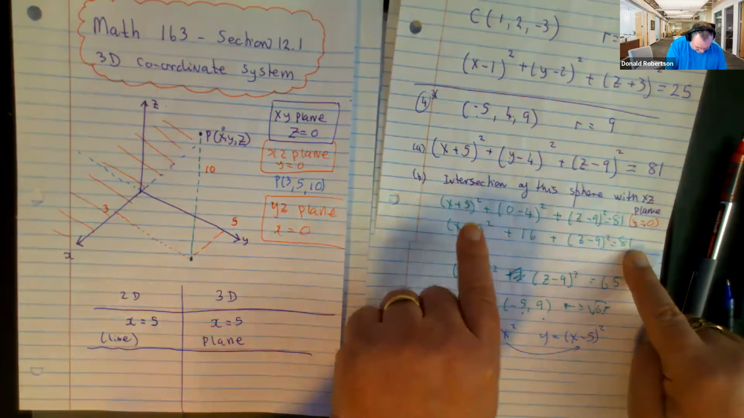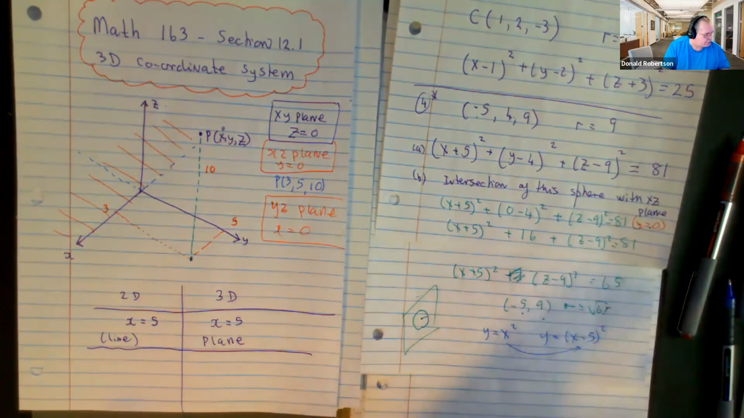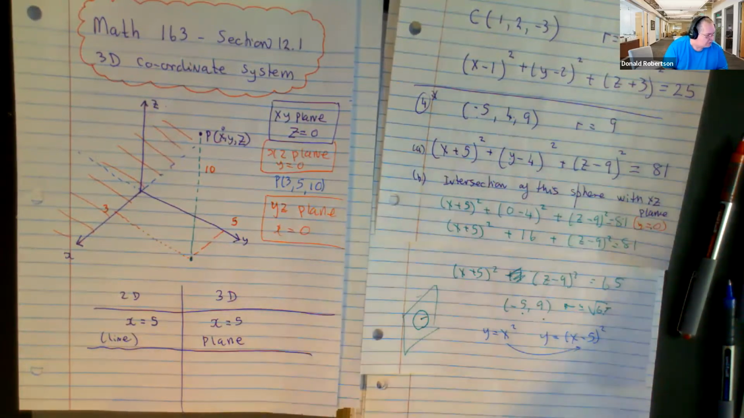You can't call that x plus 5 plus 4 z minus 9 equals 9. Square roots don't work that way. You're not allowed to do a square root inside adding. The algebra doesn't work. All right.